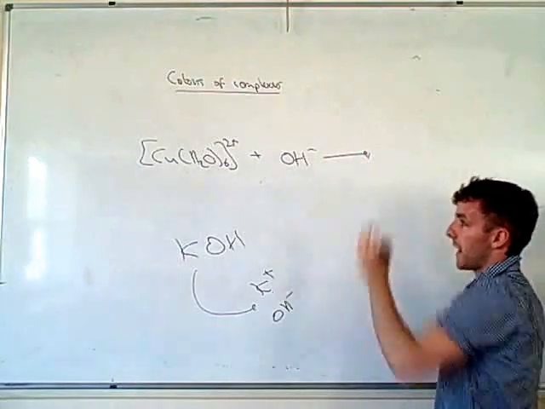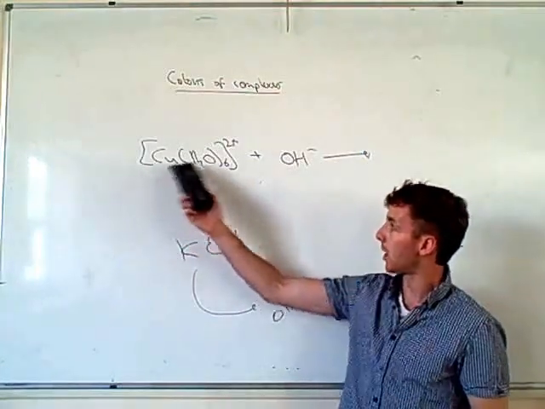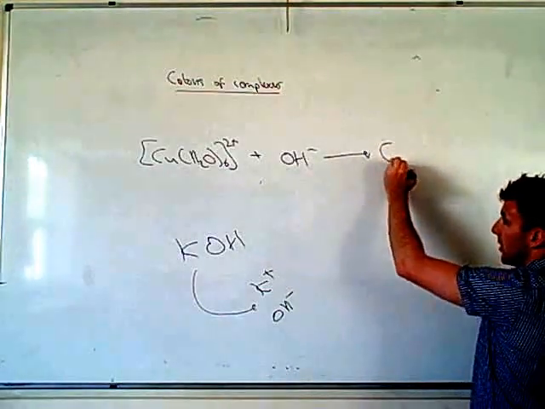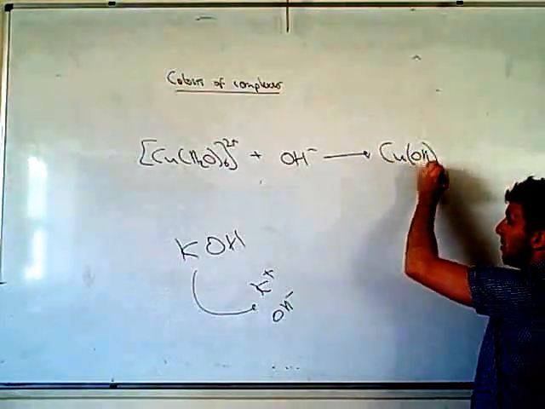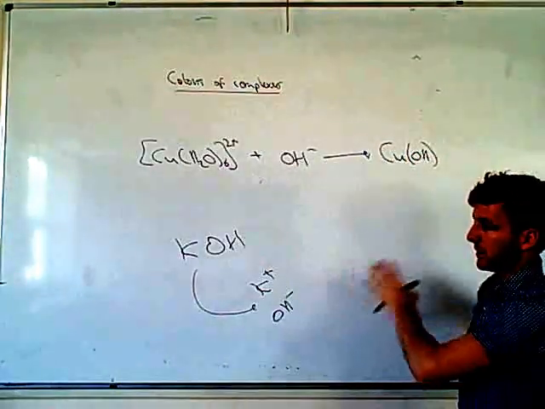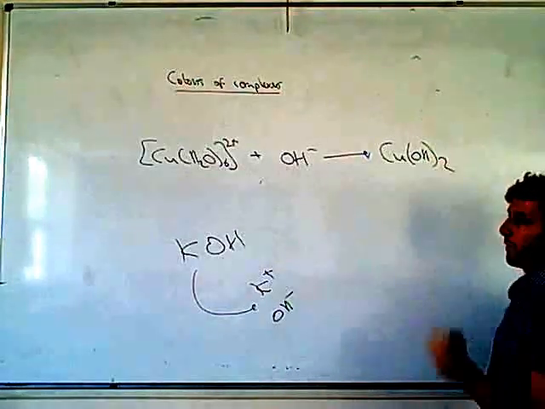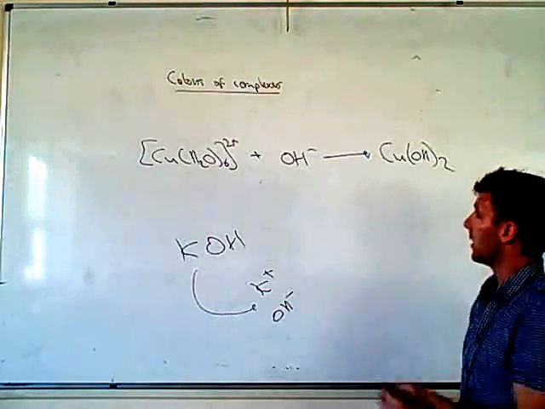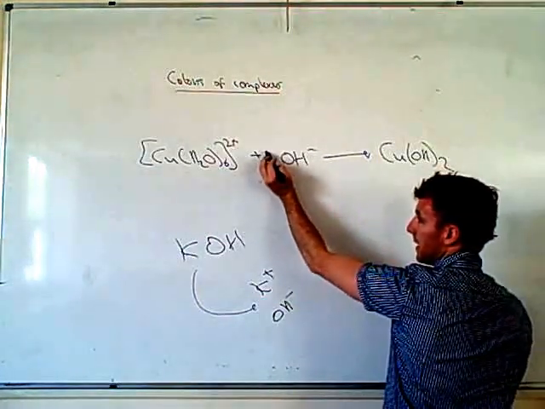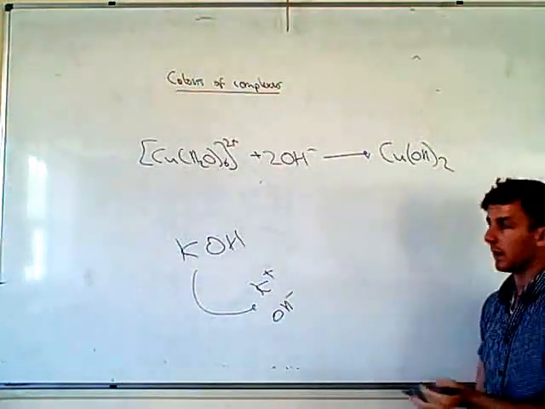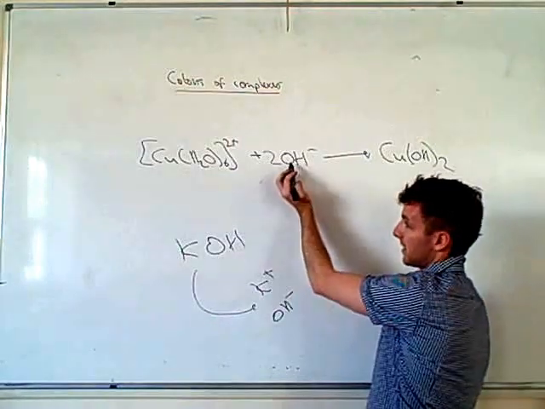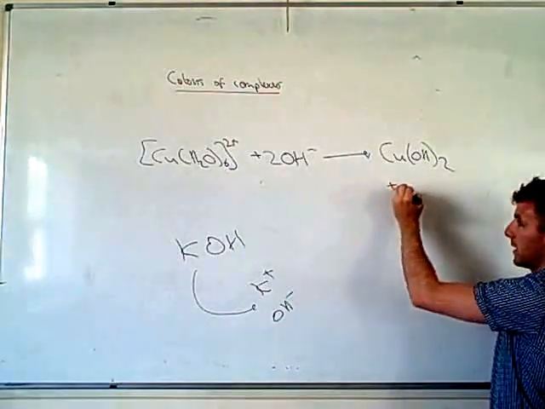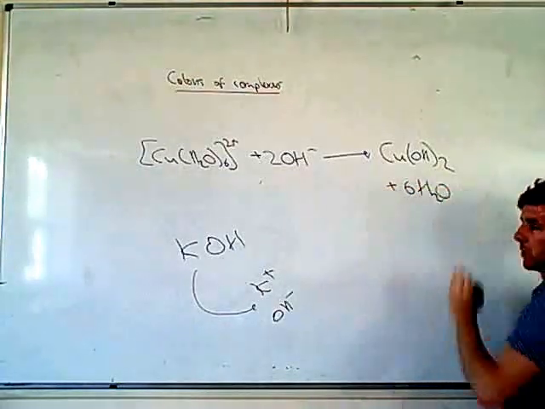Now, what is this going to react to give? Well, we know we're going to get a copper hydroxide precipitate, a blue precipitate. So copper hydroxide, if we remember from my previous set of stuff on here, had that formula there. All I then need to do is go and balance my equation. So if I've got 2 hydroxides there, I must have started with 2 there. And let's not forget, I've essentially swapped these hydroxides for the waters. So I must have plus 6 H2O.